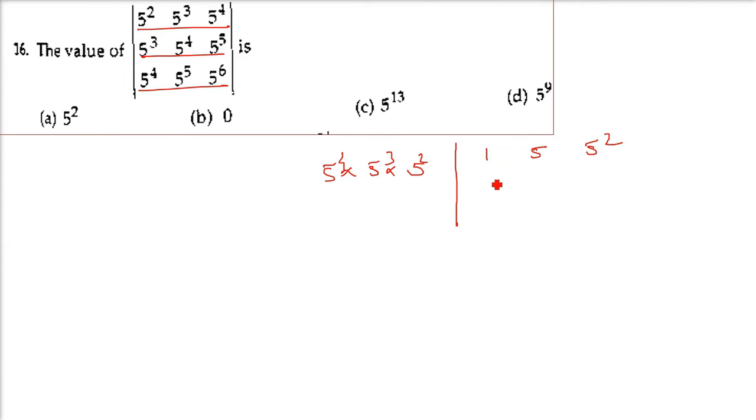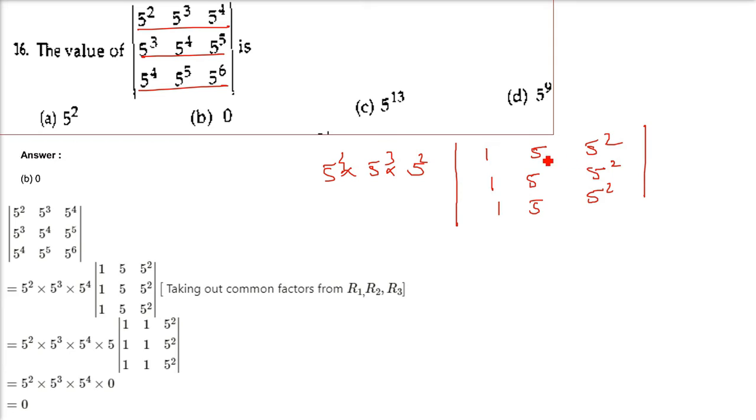So 1, 5 and 5 square. From the second row we are taking 5 raised 3, so 1, 5 and 5 square will come. Then from the third row we are taking 5 to the power 4 common, so you get 1, 5 and 5 raised 2. Now you see, for a determinant to be 0, we need 2 rows or 2 columns to be same. Here we have 3 rows the same, so it is obviously going to be 0. You know the property, the determinant is going to be 0.